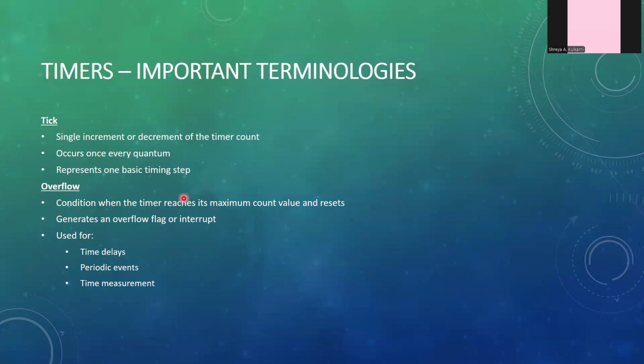So for an 8-bit timer, for example, we have 0 to 255. When it reaches 256, it gets reset to 0. So this is overflow, and this will generate an overflow flag or interrupt.